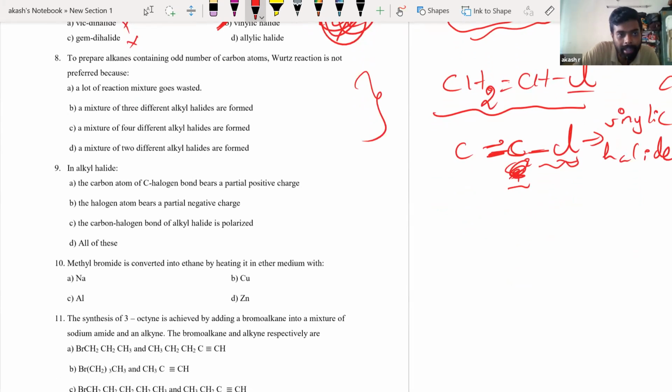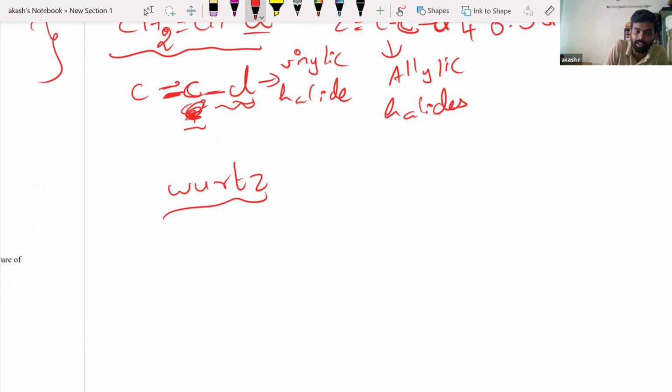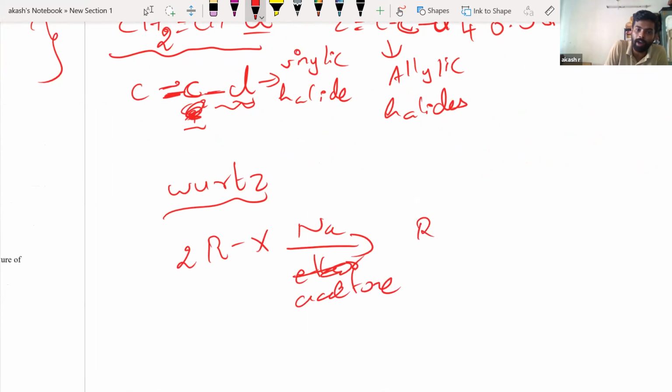To prepare alkanes containing an odd number of carbon atoms, Wurtz's reaction is not preferred. Now, why is it like this? First, we'll try to understand what Wurtz's reaction is. If you have 2 RX and you put Na in the presence of dry ether, not acetone, you are going to get R-R plus 2 moles of NaX.